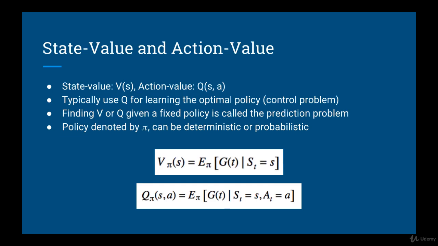Recall that the state value function is usually denoted V of S, and the action value function is denoted as Q of S and A. We typically use Q for learning the optimal policy, which we call the control problem. Finding V of S or Q of S and A given a fixed policy is called the prediction problem. Remember that a policy is usually denoted by the symbol pi, and it tells us what action to take given a state. It can be deterministic or probabilistic.